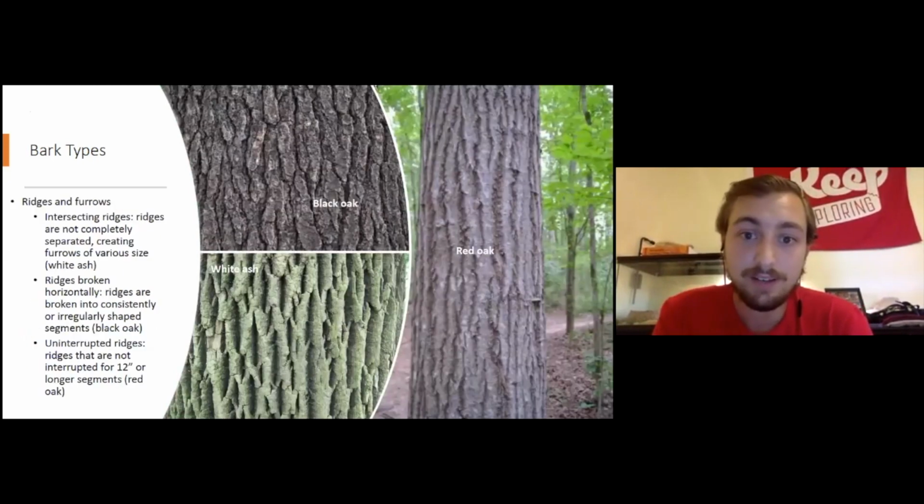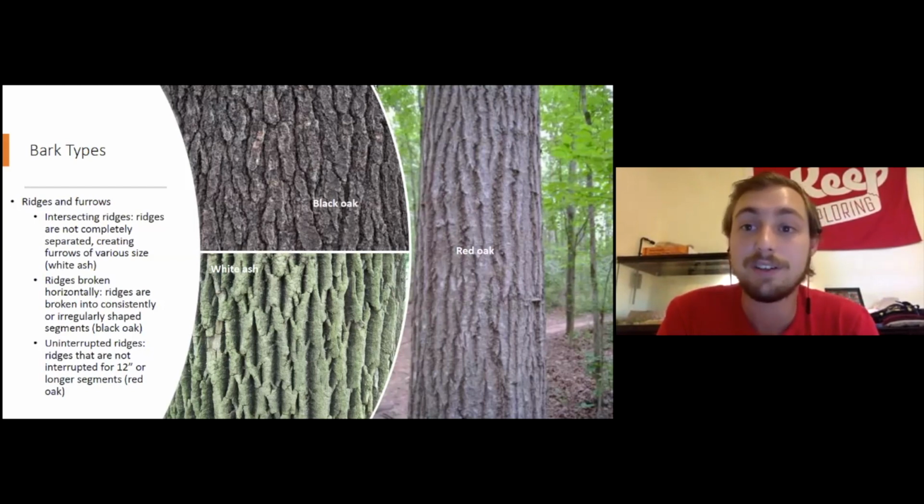And ridges and furrows, this is more commonly seen in our canopy trees. Our species today do not have ridged and furrowed bark, but it's always a good reminder that there are lots of different types of bark, and it is usually a very striking feature that can be used to identify trees, especially in the winter.